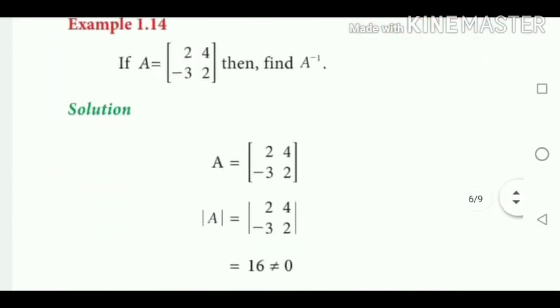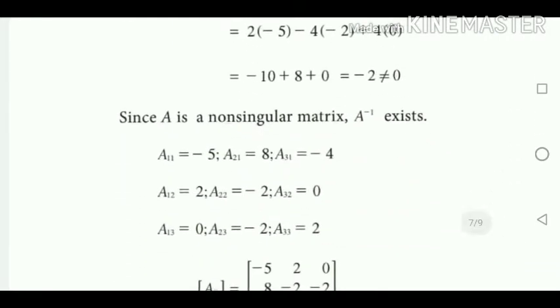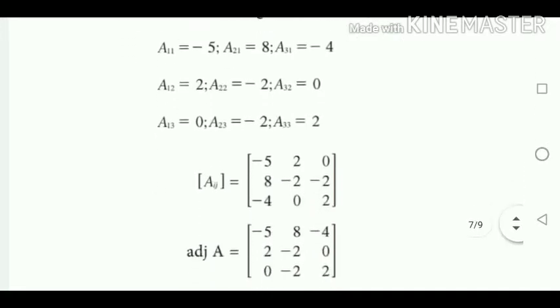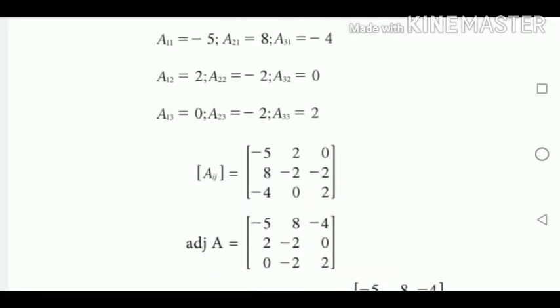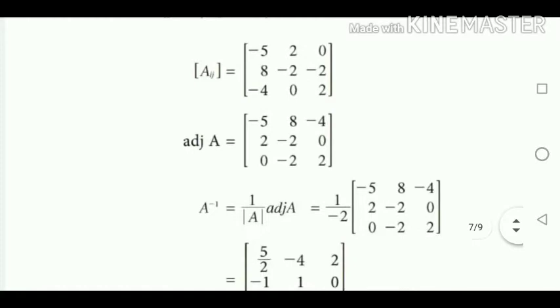So in the 3 into 3 matrix, minus 5, and A21 is 8, A31 is minus 4. Likewise you find all those things, that is up to A33. A of ij equal to [minus 5 2 0; 8 minus 2 minus 2; minus 4 0 2]. Adjoint of A is if you transpose, that is finding the transpose of this. First row is changed into first column, that is minus 5 2 0. Second row is changed into second column, and third row is changed into third column in order to find the adjoint of A.